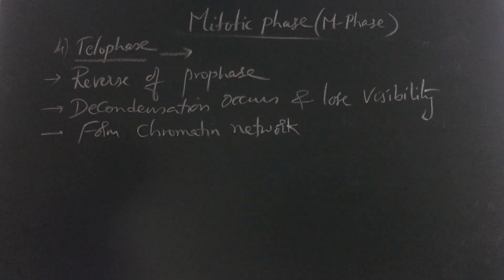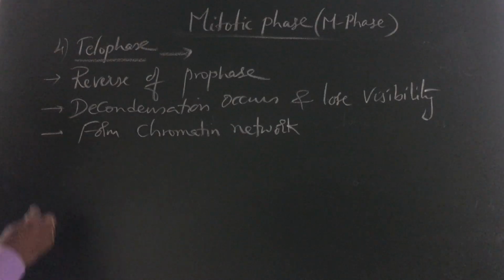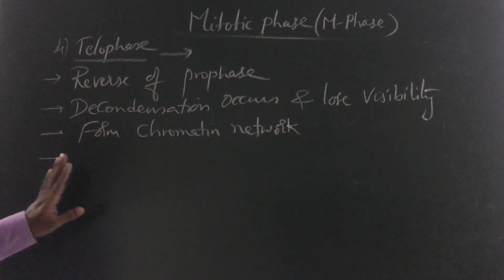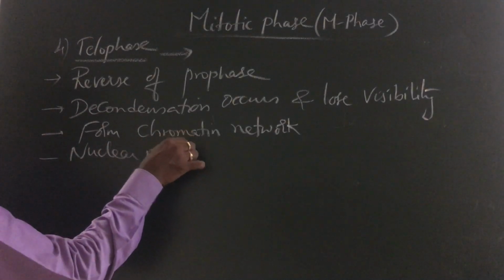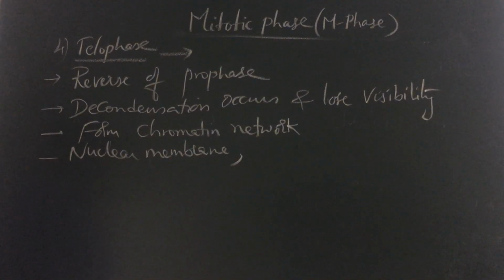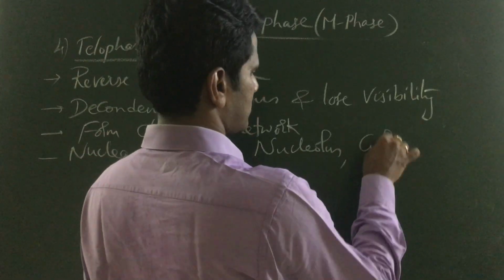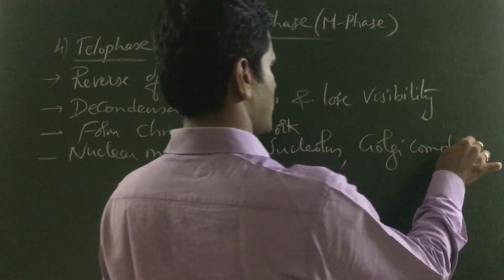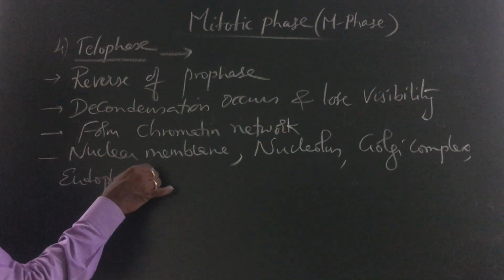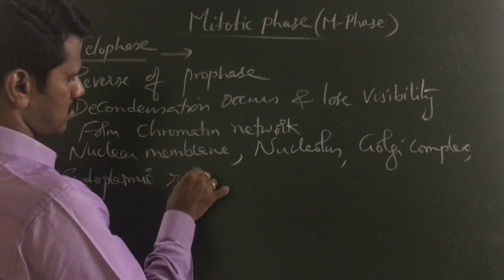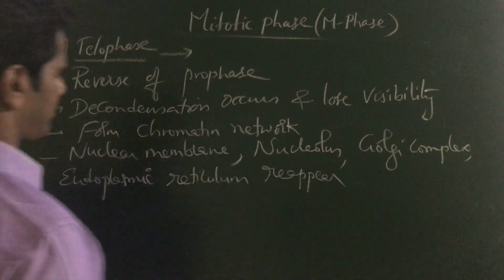And nuclear membrane, nucleolus, Golgi complex, endoplasmic reticulum, everything will again reappear. So in prophase they disappear, here they will reappear. Okay.